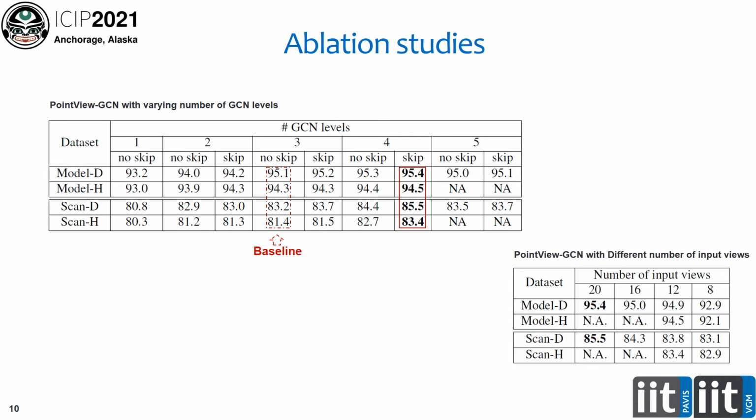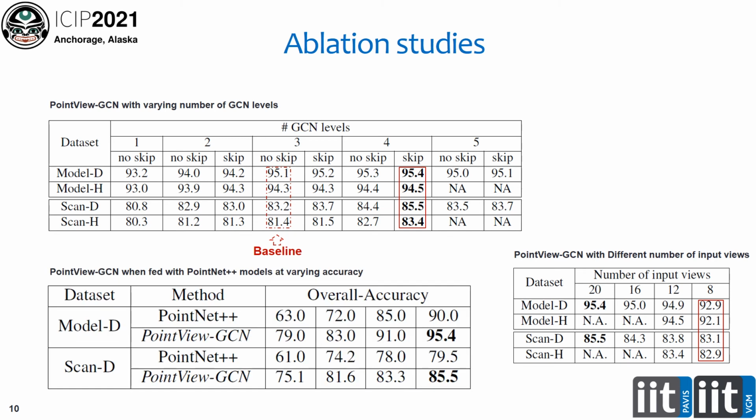The next table shows the result of our method with a varying number of input views gradually decreasing from 20 to 8. It can be observed that there is a marginal reduction in accuracy when we reduce the number of input views from 20 to 12. However, the accuracy drops significantly when the number of views is reduced to 8.